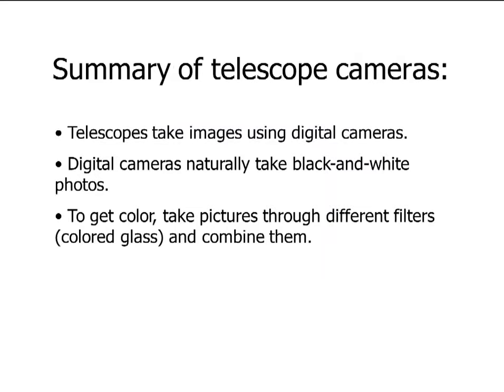So that's basically all I want to say. Telescope cameras, we use digital cameras to take pictures. We use a device called a charge coupled device, or CCD, to do that. The digital cameras naturally take black and white photos, so to get color, we have to take pictures through different filters, different colors of glass, and combine them. Your camera on your phone does this automatically.